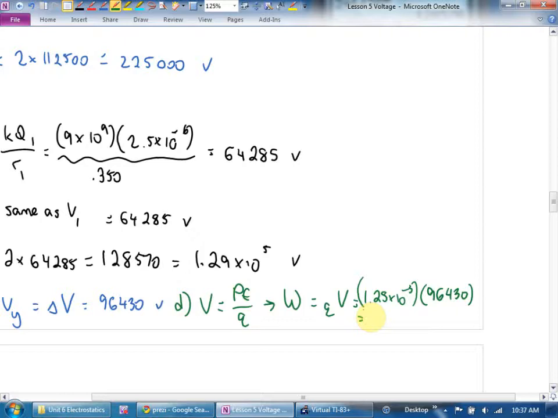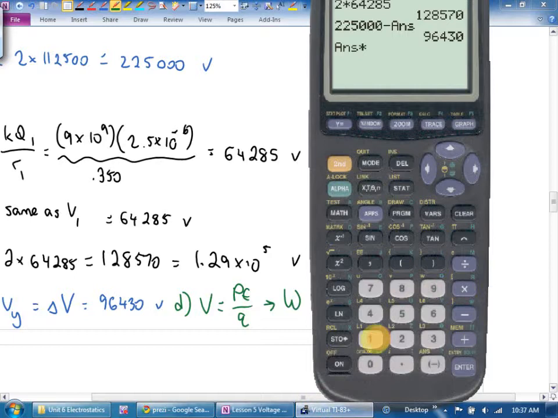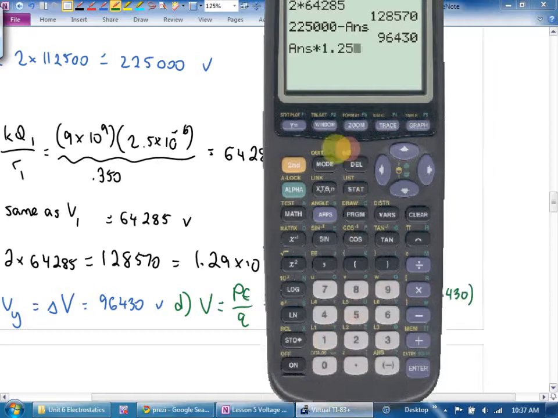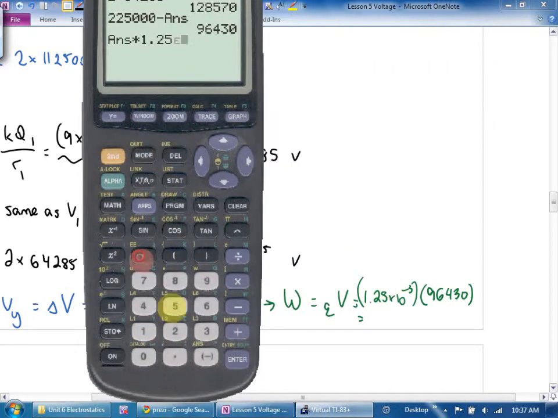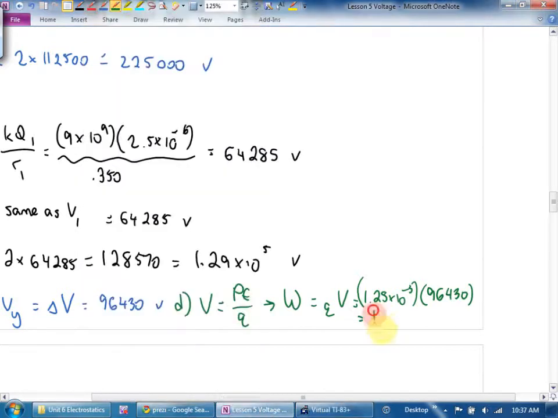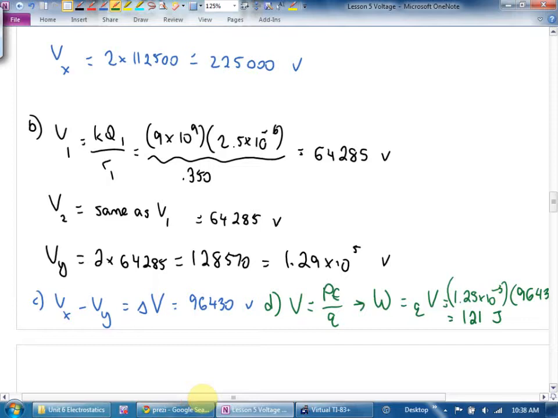Let's see. I'm going to take this number times 1.25 times 10 to the negative 3. And I get 121 joules of work. It's as much work as we had to write to get this question, just about. I know, it's a tricky one. It's voltage.